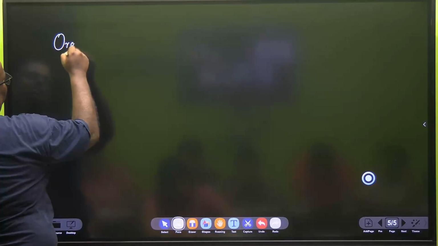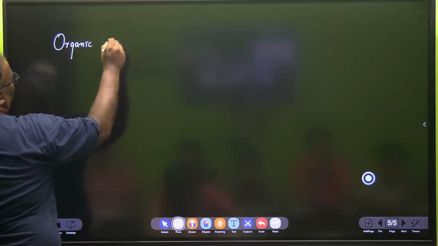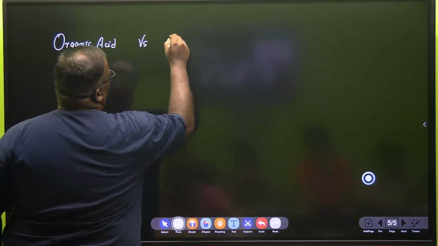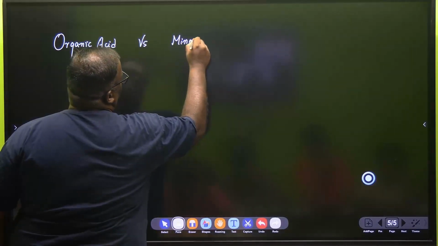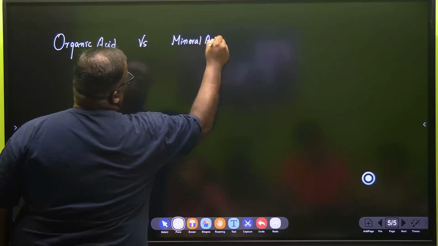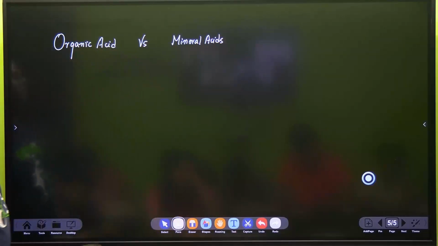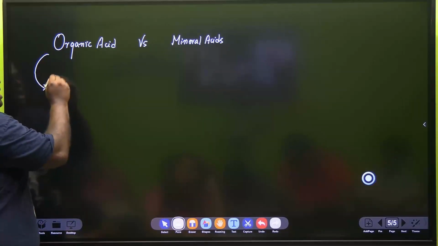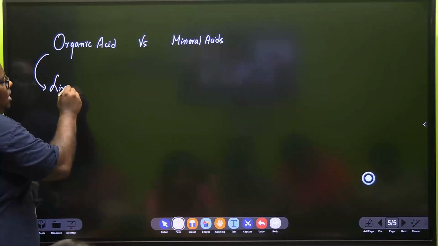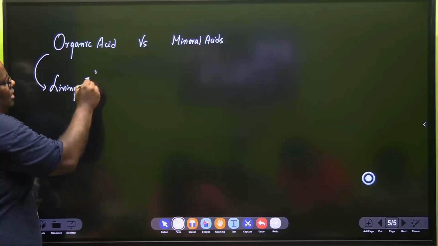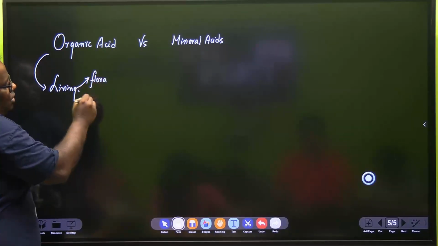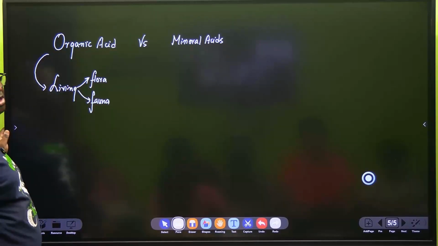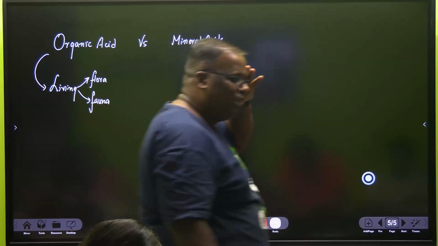Organic acids versus mineral acids. Okay. What is organic, sir? Everything that we eat is organic. Organic comes from the word, anything that is living. And living can be always from what? Either the flora or the fauna. In Hindi, we call it Jaivik, the one which has got life in it.